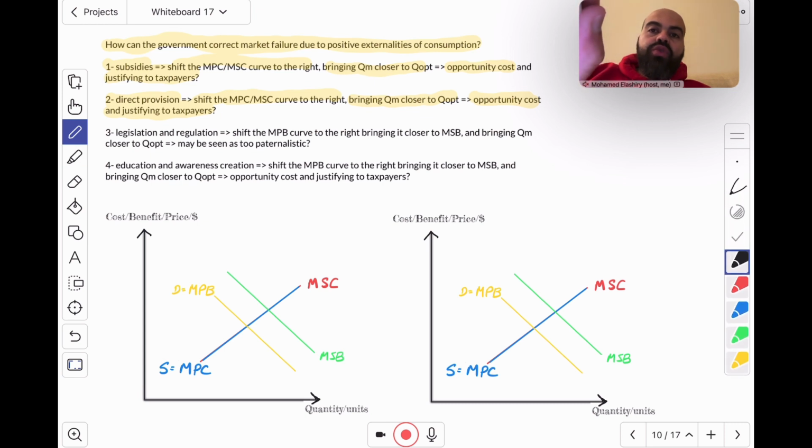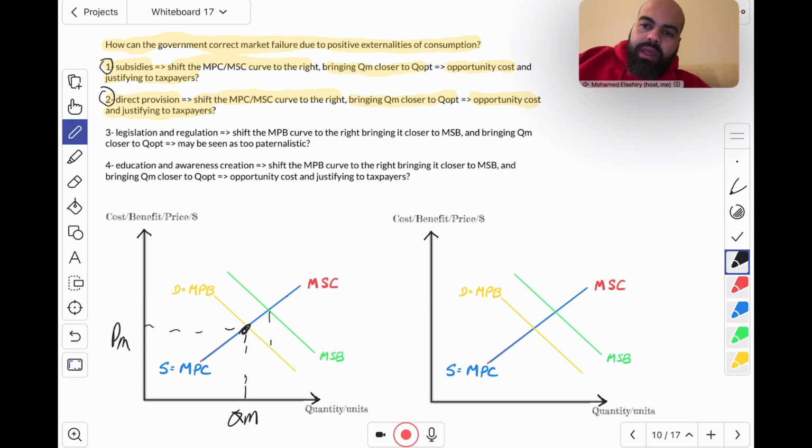So option 1, which is subsidies, and option 2, direct provision, will shift the MSC to the right. So first, let's put QM and Q opt. So this is PM and QM, and this is Q opt and P opt.